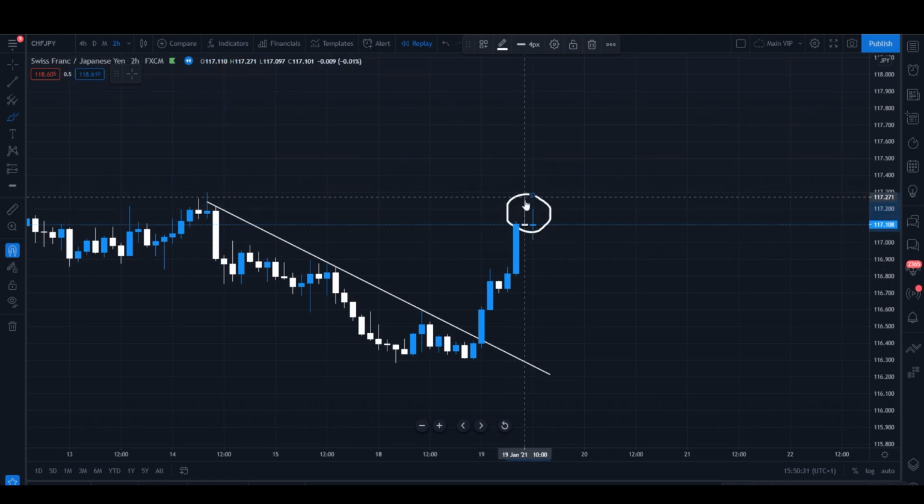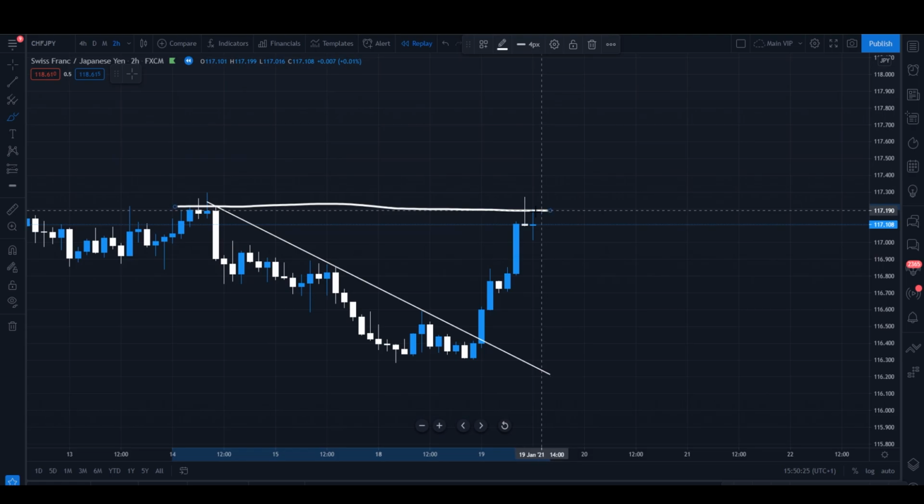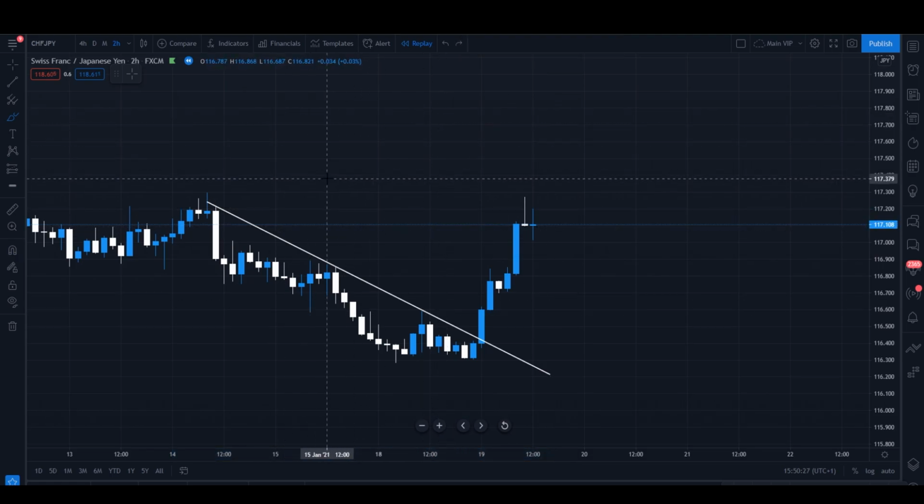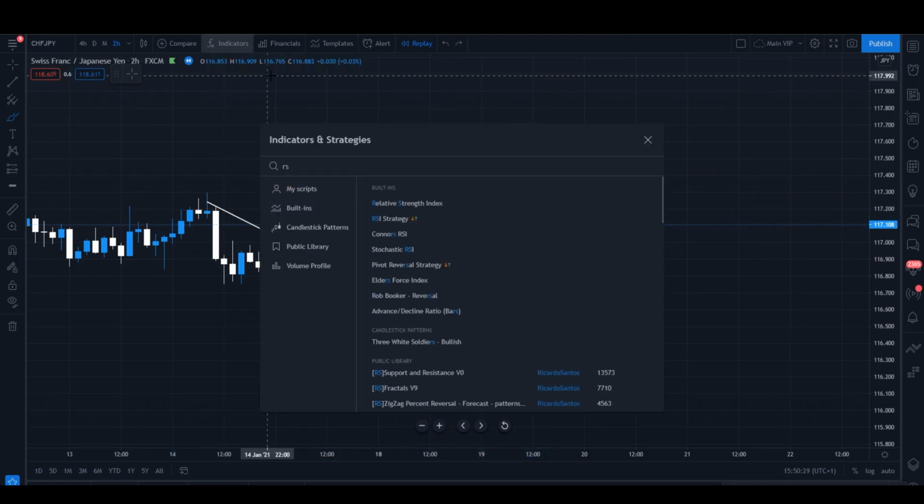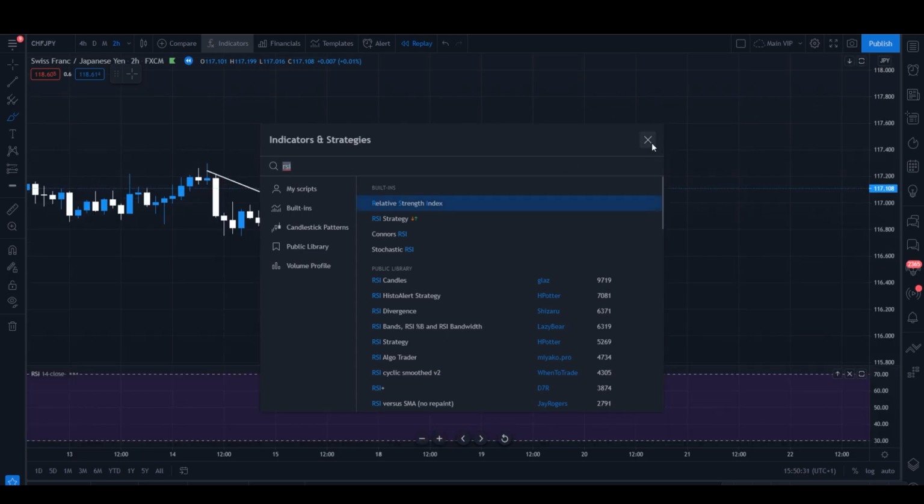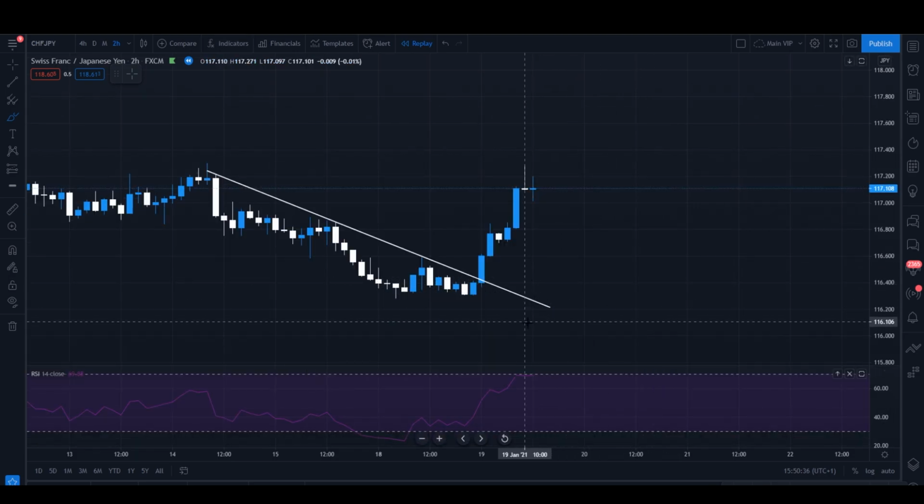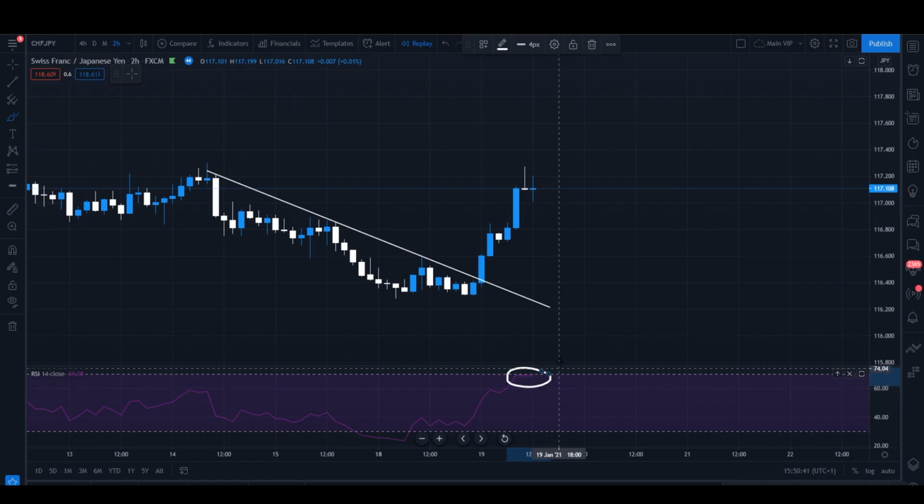As you can see, it's rejecting the price level. It's also the previous area of resistance, right? So you use this in combination with the RSI indicator, the relative strength index. If you use this candlestick pattern with RSI, you will undoubtedly kill the Forex markets.